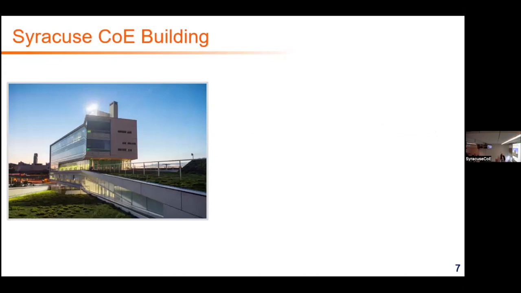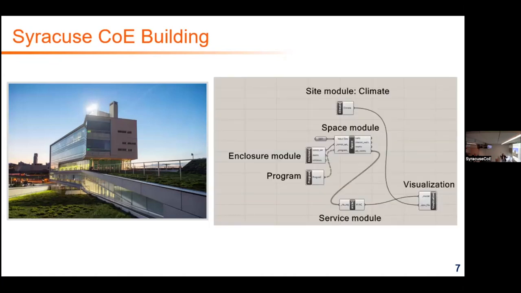For the building scale, I will use our building, the Syracuse Center of Excellence building, as an example. So this is our building. Based on this building, we create the framework I mentioned. We start from the site module, the large-scale climate one, and then go down to the space module. For this COE, the space module means the building module. Then we look inside and set the enclosure module, with different types of windows, doors, and walls.